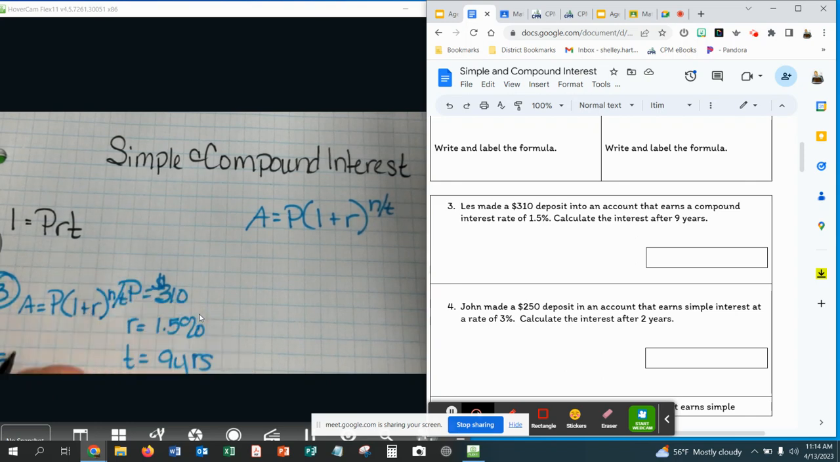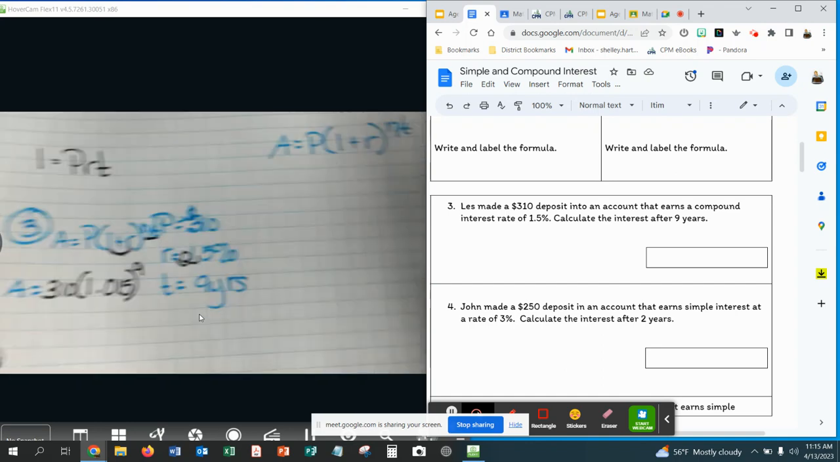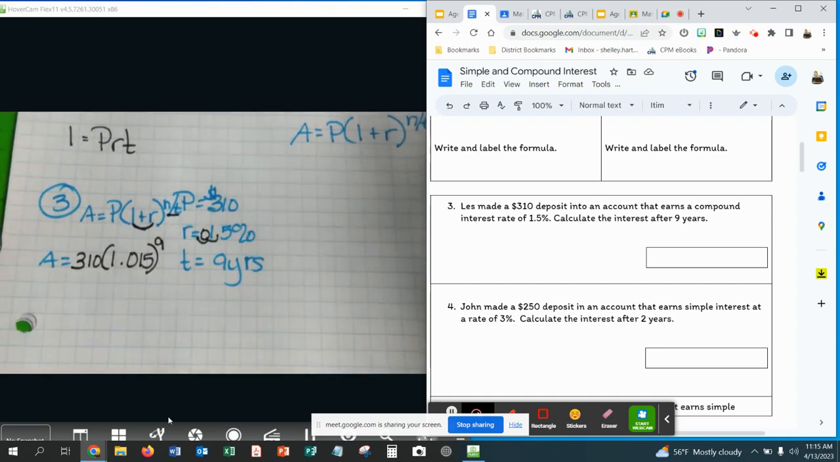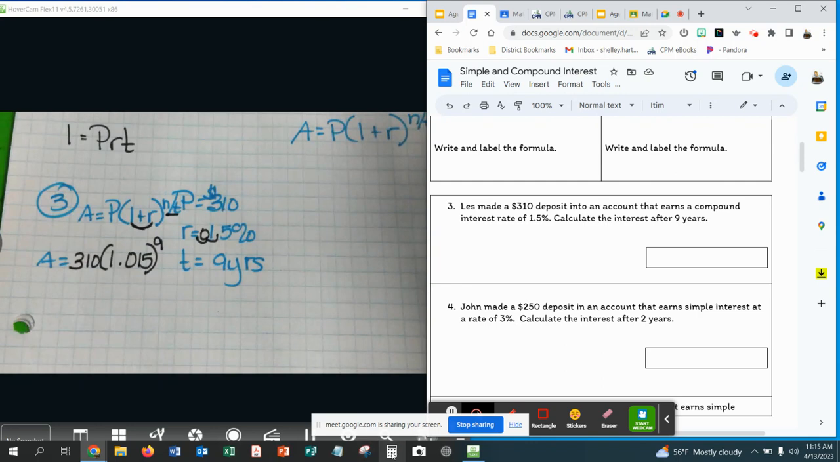Our principal is 310. And we have 1 point. Remember, we move this over 2. So I'm adding the 1 to the rate. So it is 1.015. And then our exponent is going to be 9. Okay, I'm going to plug it into my handy dandy calculator.